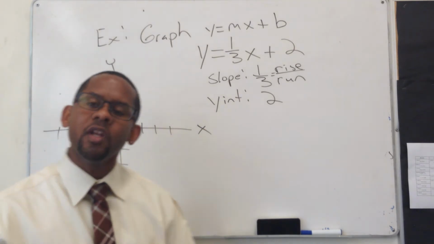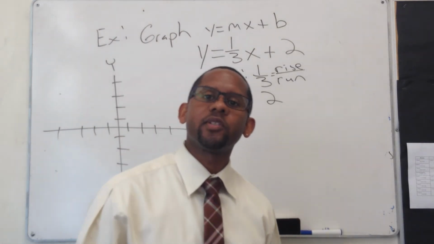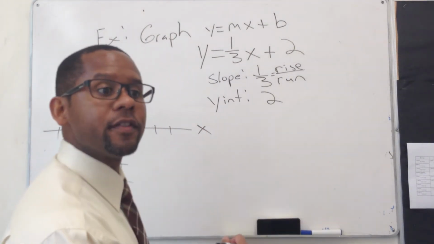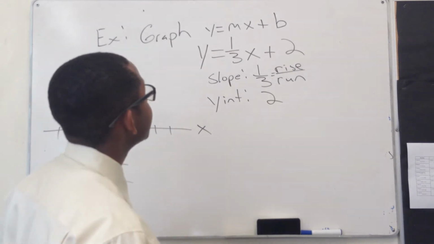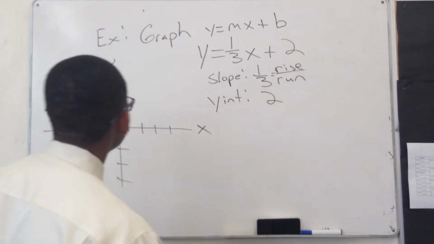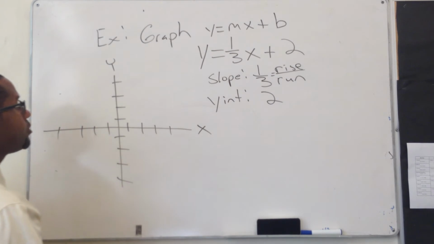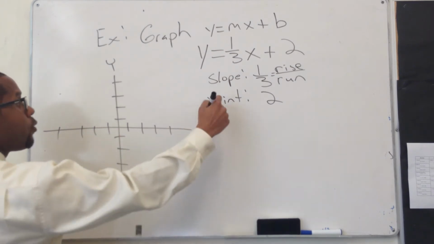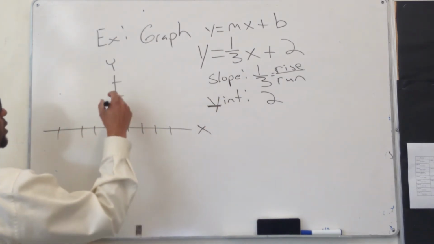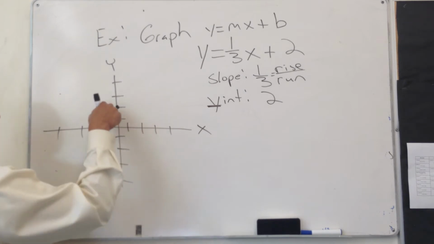Okay? Look back at those steps. What's the first thing it said? Hopefully you just look back and you saw, oh, I need to graph my y-intercept. So it says that the y-intercept is 2, so I need to go to 2 on the y-axis. 1, 2. Here's my y-intercept, right there.